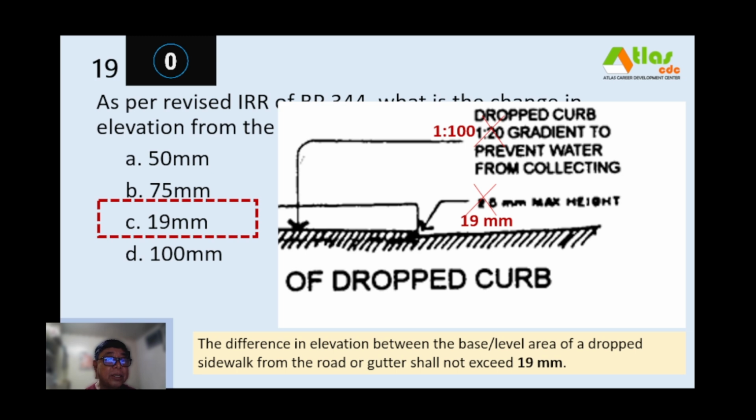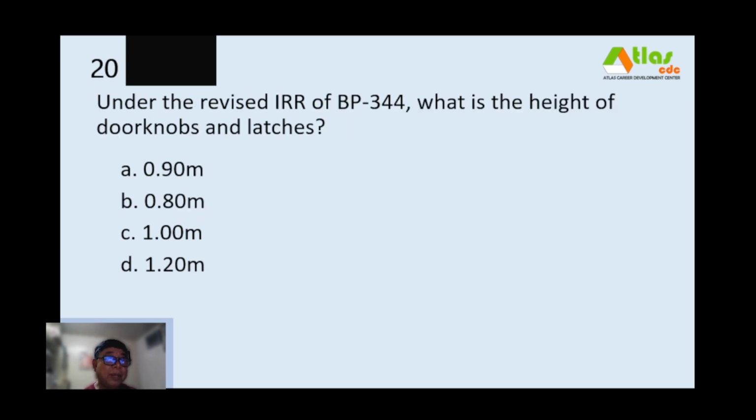So the difference in elevation between the base level area of a drop sidewalk from the road or gutter shall not exceed 19 mm. So dati-rate, ang nakalagay sa old is 25 mm. No? So ngayon change to 19 mm. At ang the drop curb na gradient or drop sidewalk ay hindi na 1 to 20, kung hindi 1 is to 100 na.